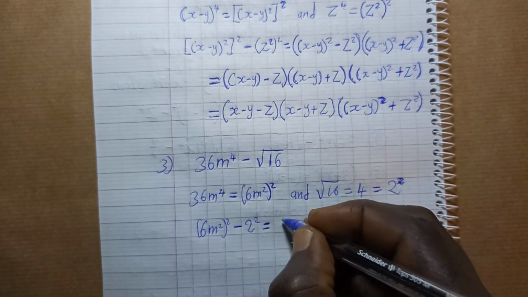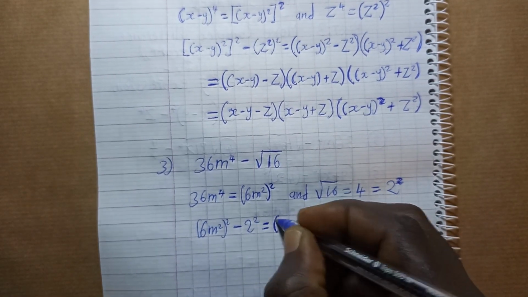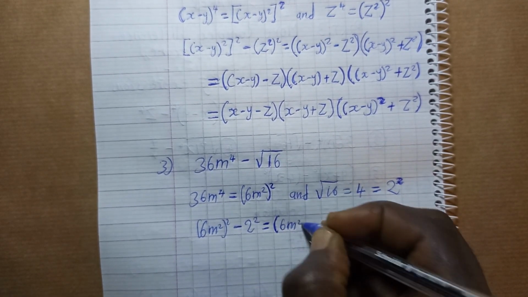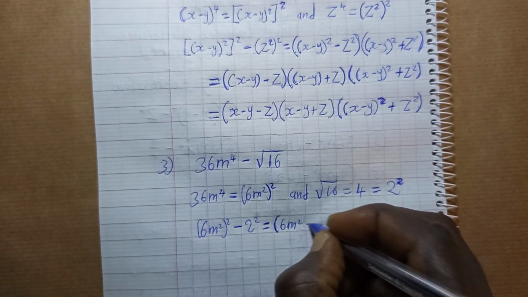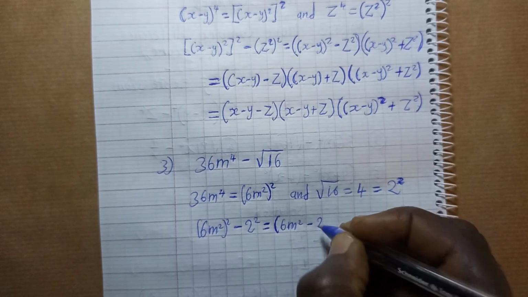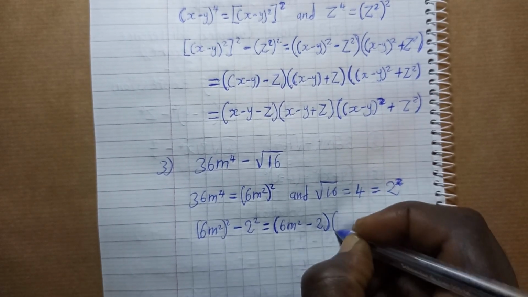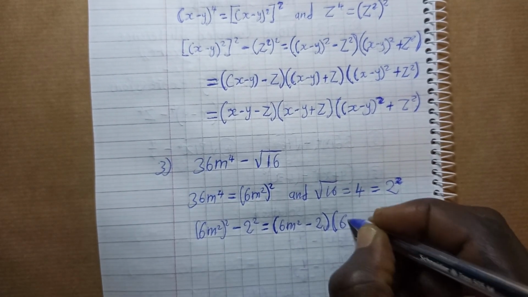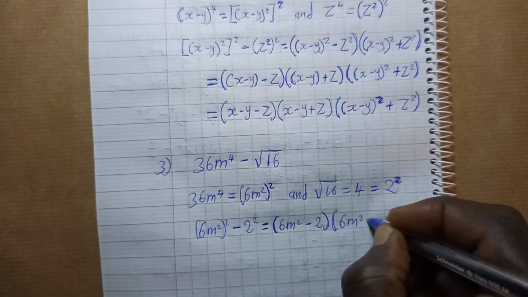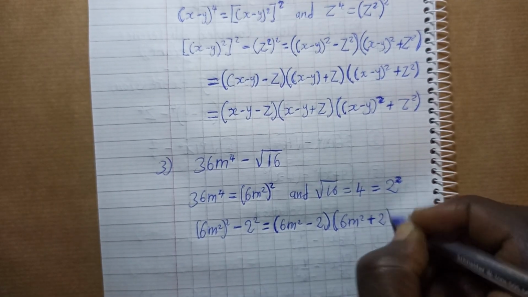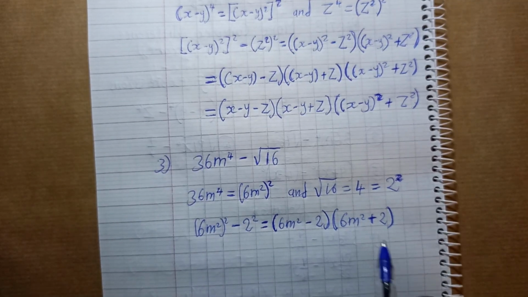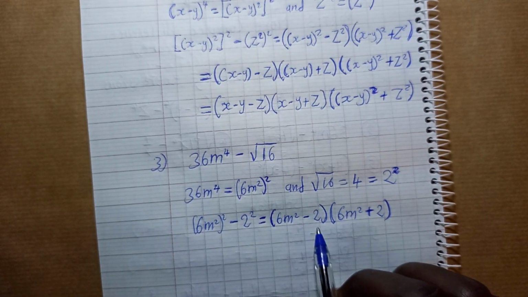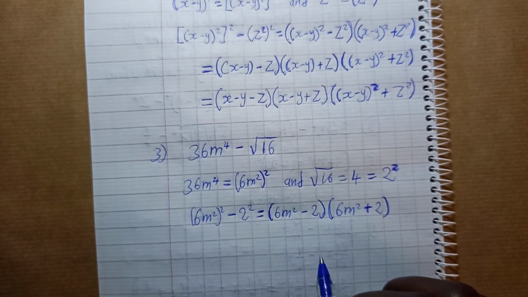we're going to have open bracket 6m square minus 2, and then open bracket 6m square plus 2. So this is the answer to number 3 question.